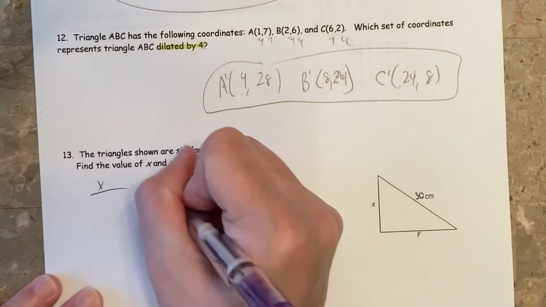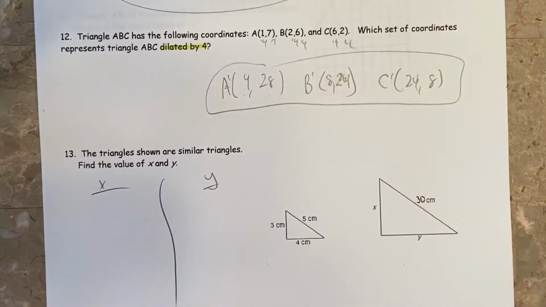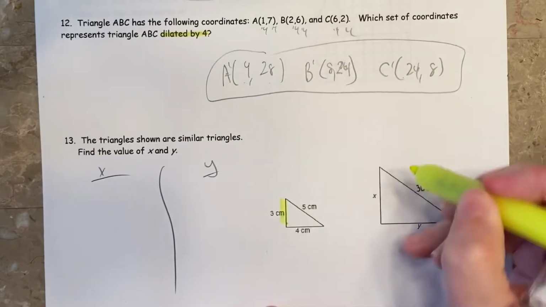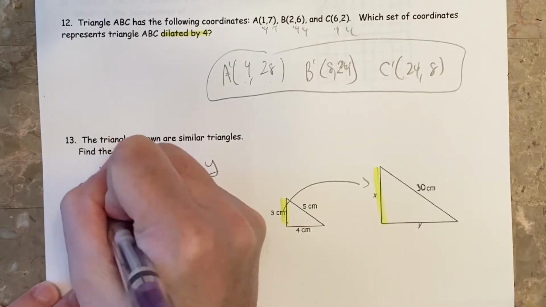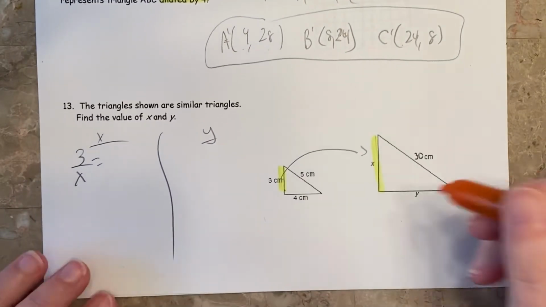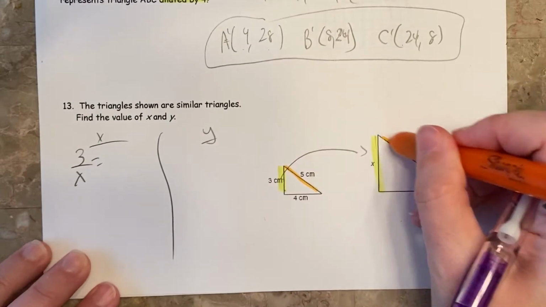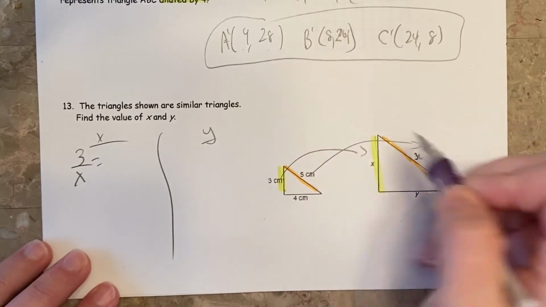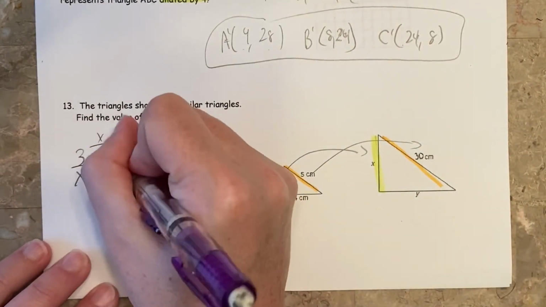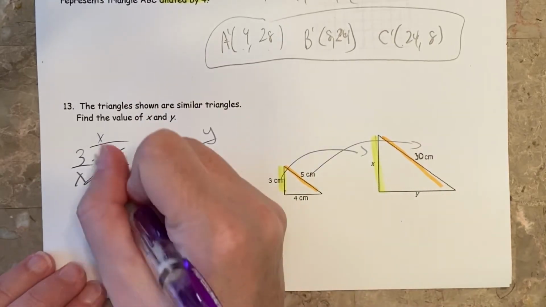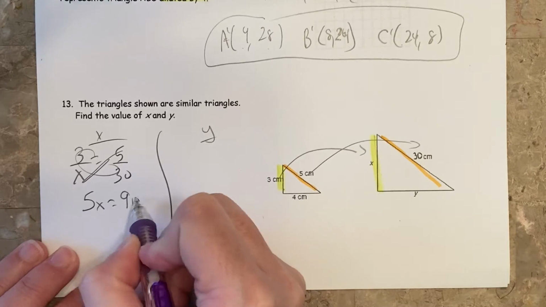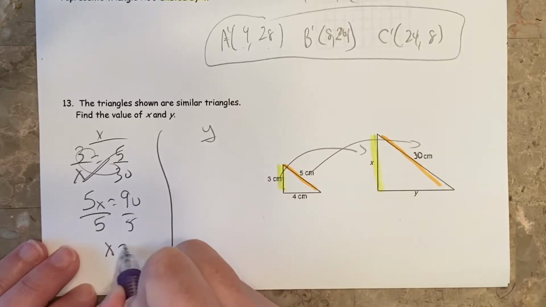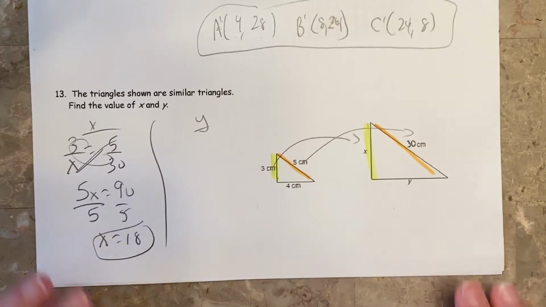All right, similar triangles. We have to do something for X and something for Y. So we'll start with X. So 3 matches with X. I need to set aside that they're both numbers, so 5 and 30. I have to have one fraction where both of them are filled in with numbers. So 5x equals 90. So for this one, you should have gotten x equals 18.